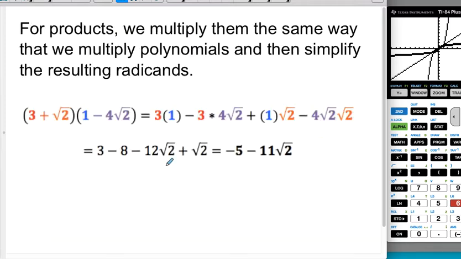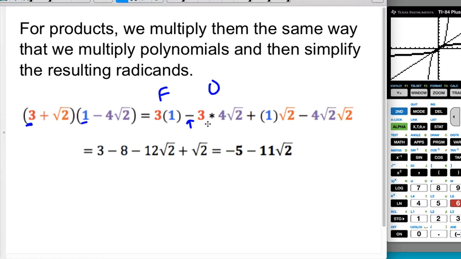All right. So for products, we're going to multiply the same way we'd multiply polynomials, and then we just simplify the resulting radicands. So let's say I have a 3 plus root 2 times a 1 minus 4 root 2. Well, I'm going to FOIL, right? So first is going to be the 3 times the 1. Outer is going to be the 3 times the 4 root 2, and I put the negative in front here, right? It's a negative 4 root 2, right?